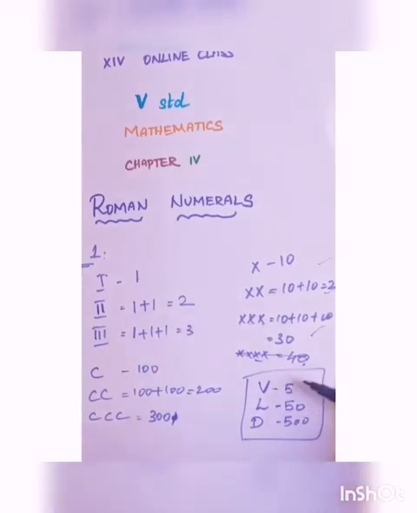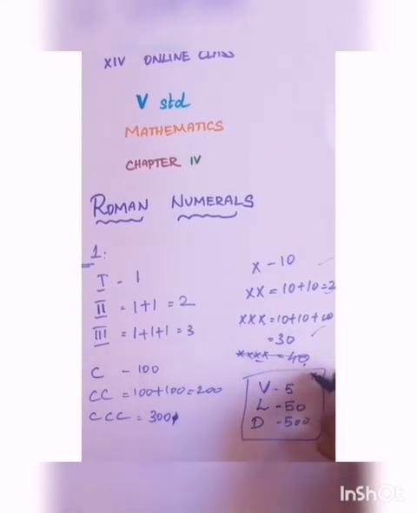V, L, D. All are the values of 5. Listen, V is 5, L is 50 and D is 500. We cannot repeat the letters again and again. V, L, D, we cannot repeat them. Important note, please remember this.